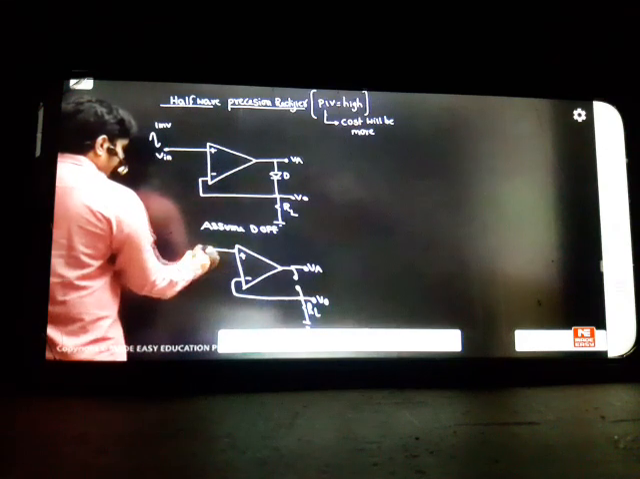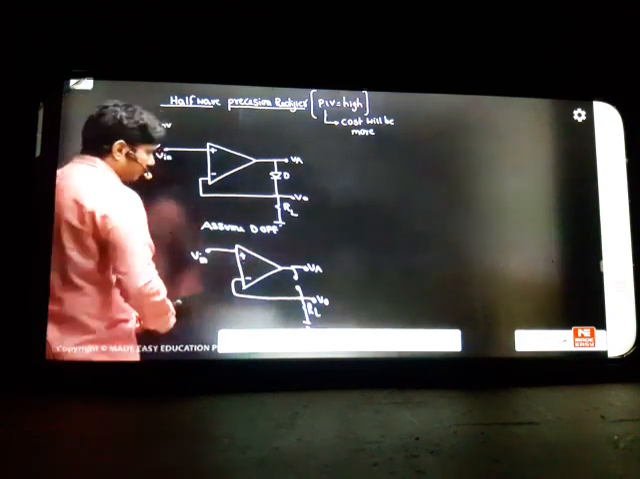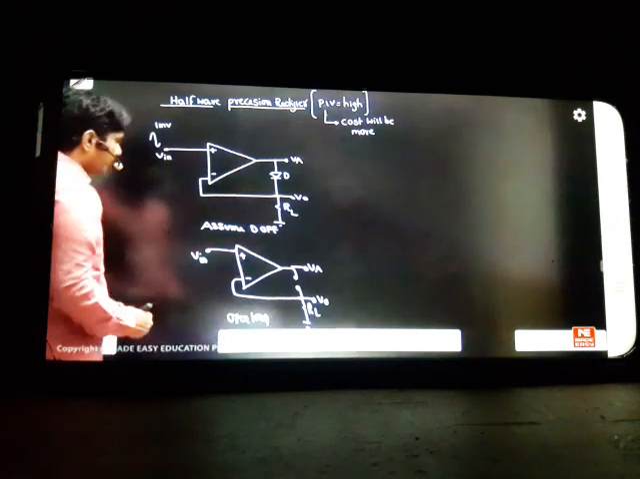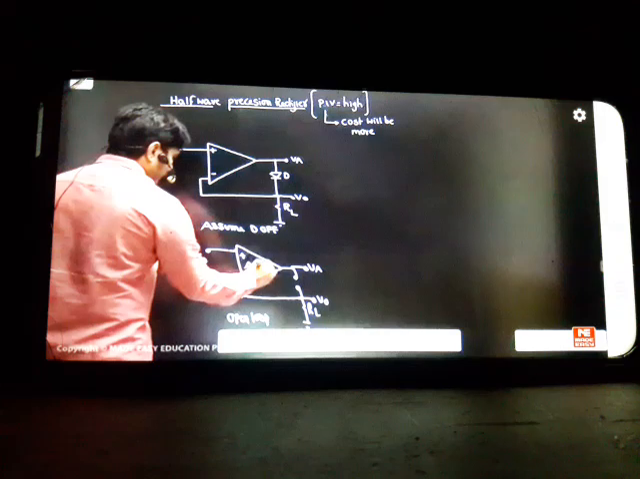And this is your input. Perfect, if you observe, this is an open loop system now. Assuming the diode is off, it became an open loop. You can see clearly, it's an open loop. If it is an open loop, your AD inside is high. Op-amp AD is high, we have taken.